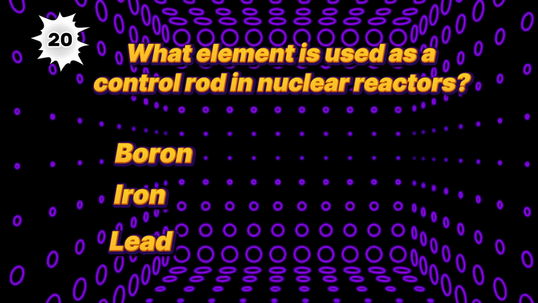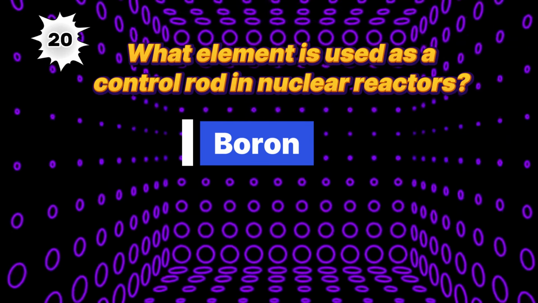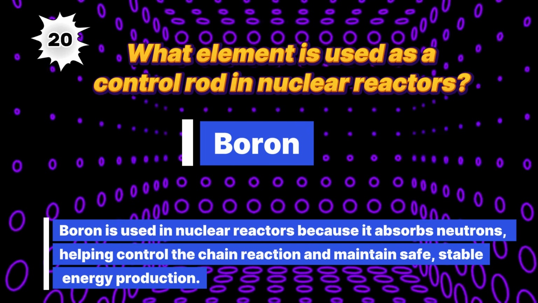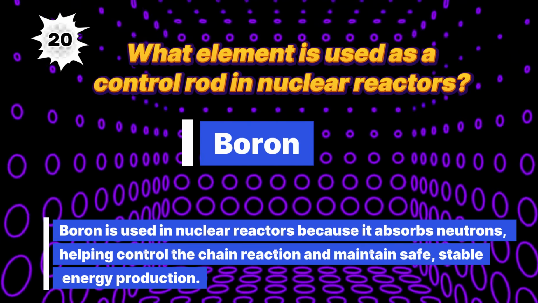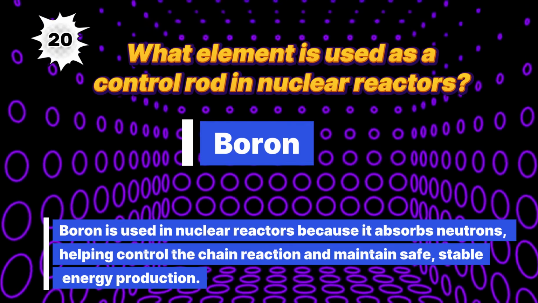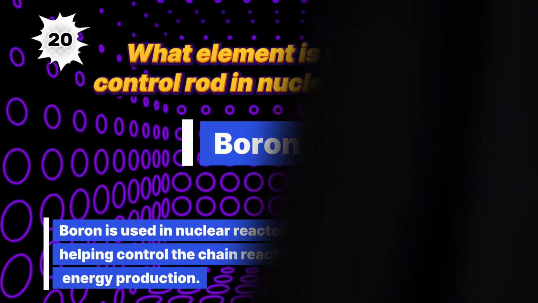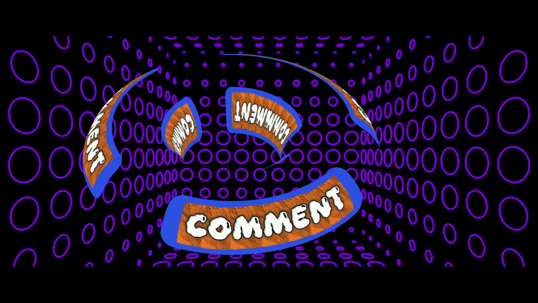The element we're looking for is boron. Boron is used in nuclear reactors because it absorbs neutrons, helping control the chain reaction and maintain safe and stable energy production.